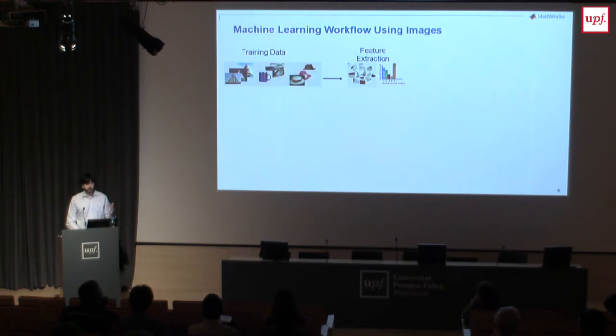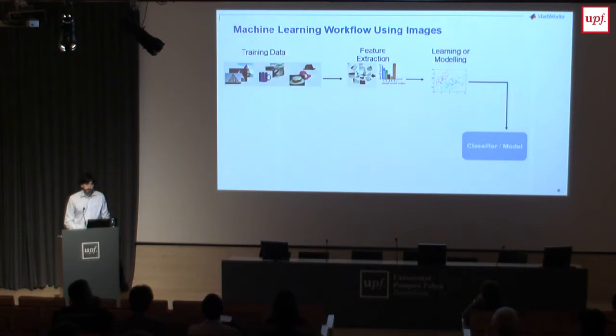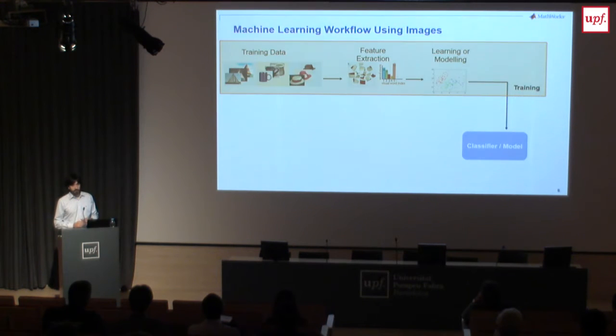Once we get this training data, we're going to perform something that you're all familiar with, I assume, which is some sort of feature extraction. We're going to extract discriminative information from the images. We're going to run this through a learner or a model. And basically, we're going to get our classifier. And this whole process on the top is called the training step.